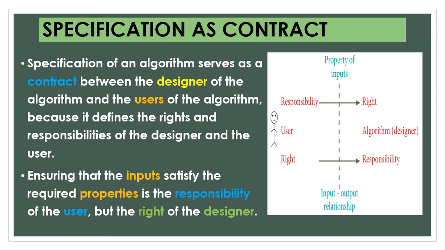Let's see what the contract is. Ensuring that the input satisfies the required properties is the responsibility of the user but the right of the designer here. So when we give our problem to the designer, we give an input and also mention the properties of that input. Whose responsibility is that? The user's responsibility. It is the right of the designer also.